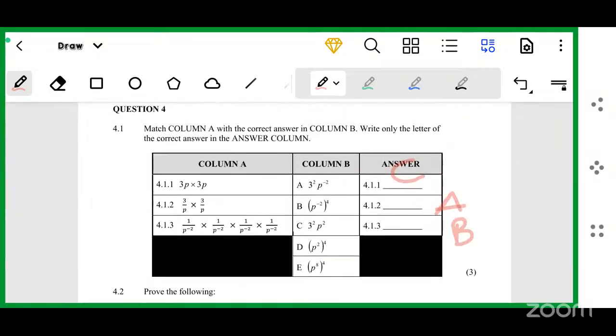So you said the first one is C. Let me see. Is 9 over P to the power of 2. Okay, yeah, 3 to the power of 2, P to the power of 2. C. Correct. And this one is also correct. B. Okay, yeah. We have a negative there. Yeah, and we have 4 of them.